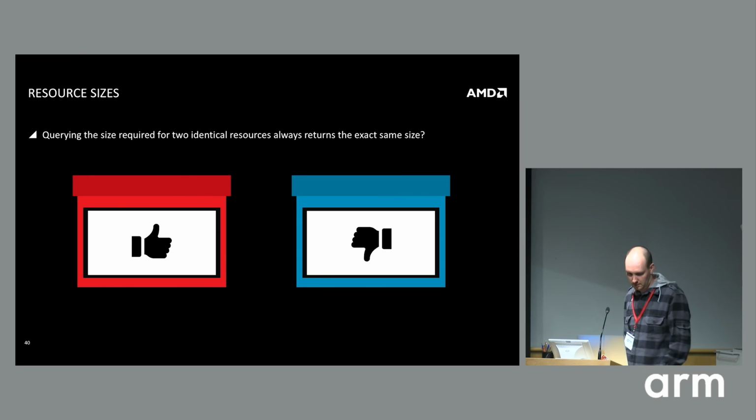Okay, another game. Querying the size of two identical resources. So you've got two resources in memory, two descriptions of resources, like a buffer or a texture or something, and they've got the same MIP levels. You've got the same MIP count, you've got the same dimensions, etc., and you're going to query the size of them. Will that always give you the same answer?